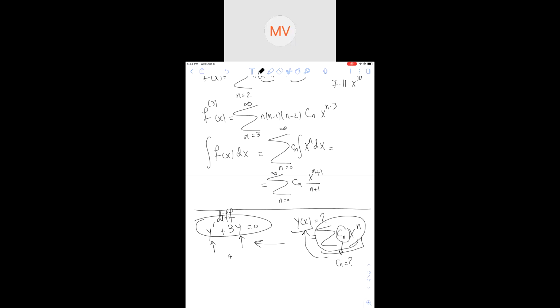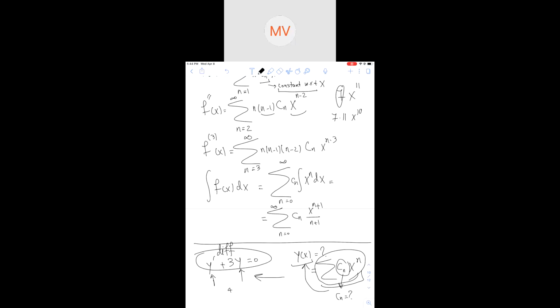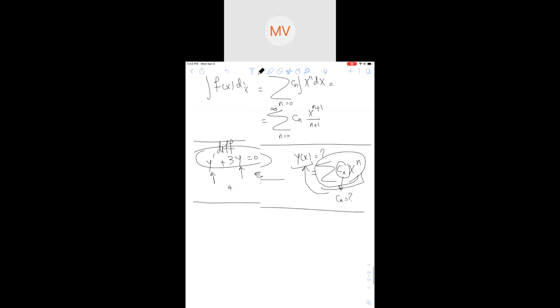Does the index not change for integration? I mean, no, because think about it. Let me write it down. I should have maybe explained it this way.